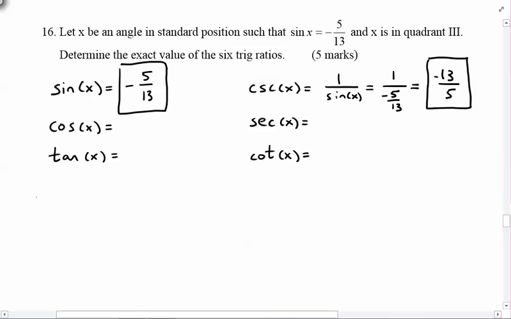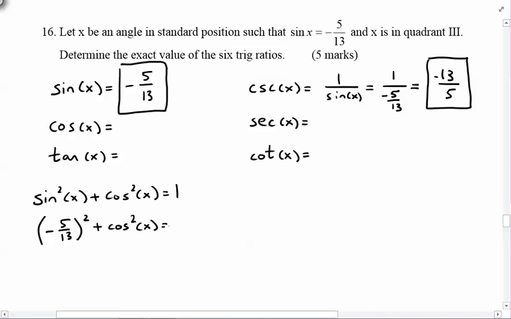So what I want to do is use the fact that sine squared plus cos squared equals 1. Okay, so that means if I take negative 5 over 13 and square it, I'll be able to solve and figure out what cosine is. So 5 times 5 is 25. 13 times 13 is 169.